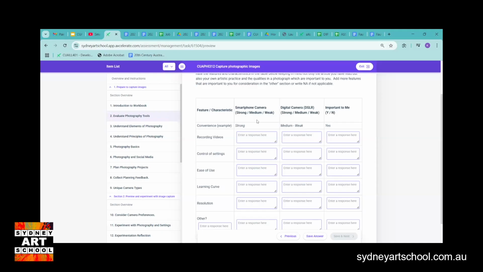So, smartphone camera for recording videos. Strong, medium, or weak? What do we think? And you can give a rating for both. So you could say smartphone camera is whatever you feel it is, and then digital camera is X, whatever you think it is. You can pop your answers in the chat.